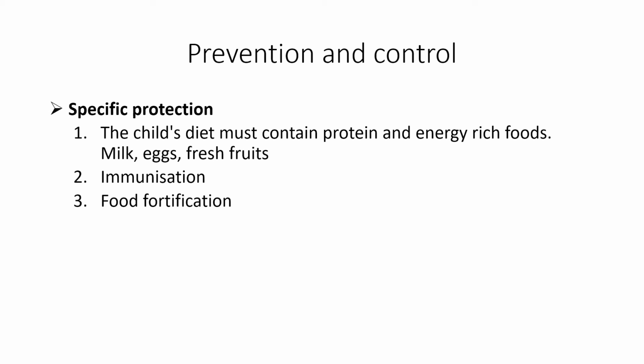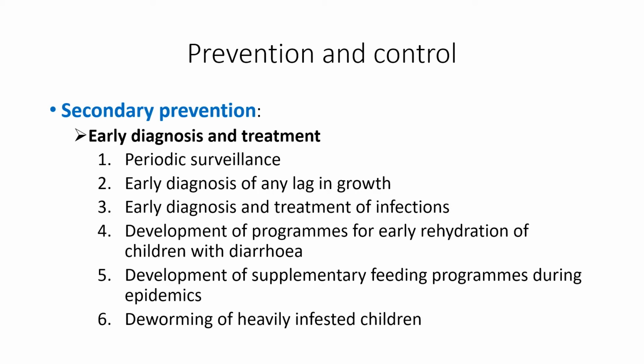Example, in India you have fortification of common salt with iodine to prevent iodine deficiency disorders, and also with iron to prevent iron deficiency anemia. That was about the primary prevention. Now moving on to secondary prevention.